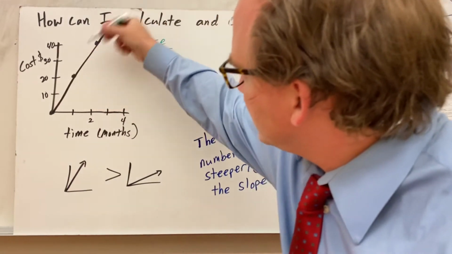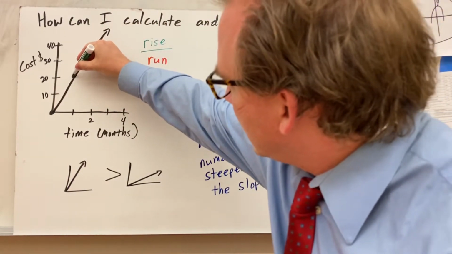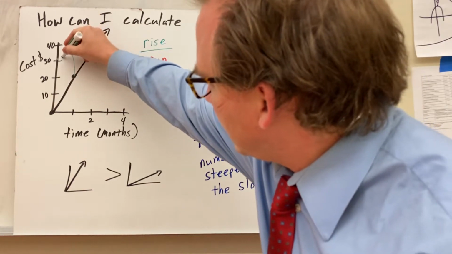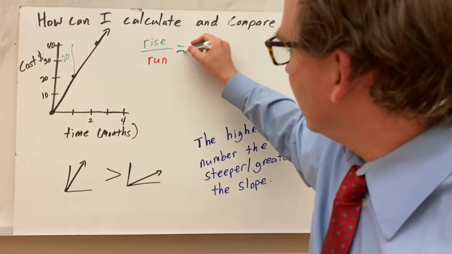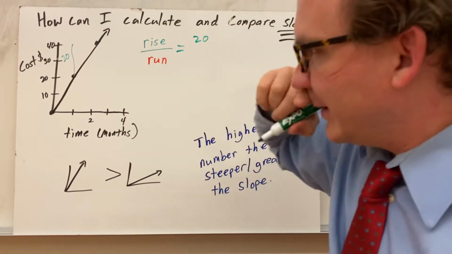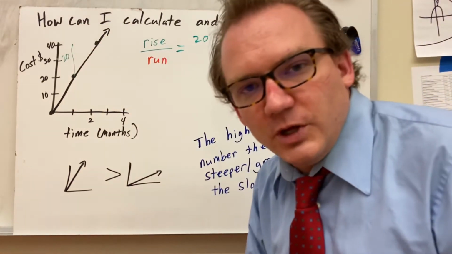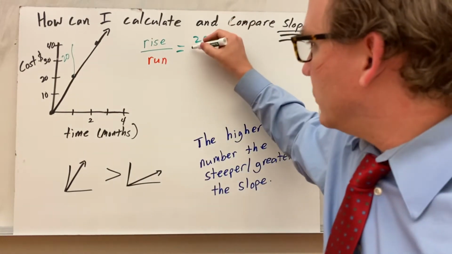So I can take any two points here. I could start at this point and go up from 20 to 40. So my rise here is 20. I can calculate the rise as 20. Again, if I took my y coordinates and did 40 minus 20, that would also equal 20. My change in y is 20.